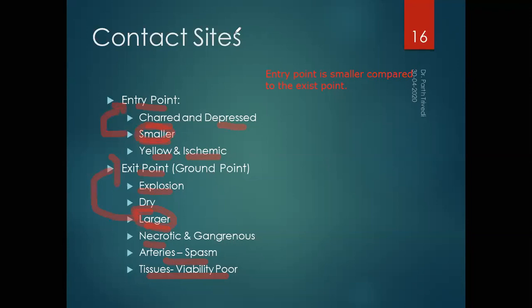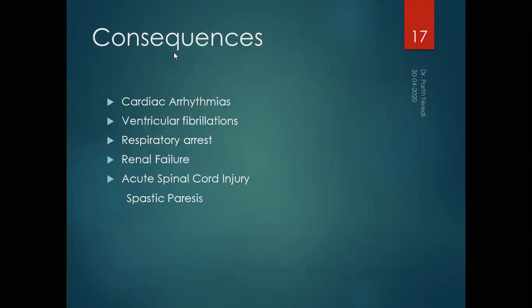Moving ahead, what can electrical burns cause? Electrical burns can cause cardiac arrhythmias, ventricular fibrillation, respiratory arrest, renal failure, and acute spinal cord injuries like spastic paralysis. These are some complications of electrical burns. This is what we had to discuss in today's lecture.